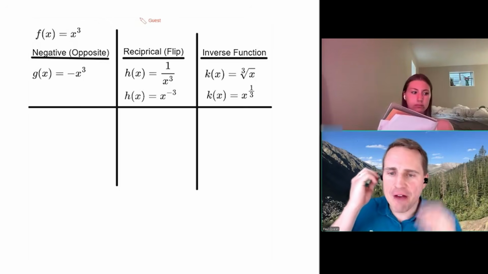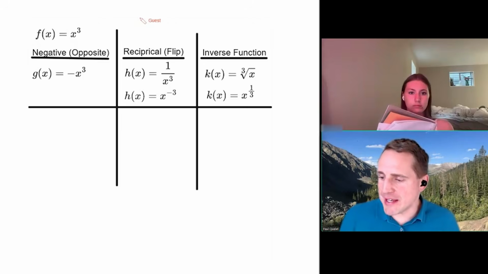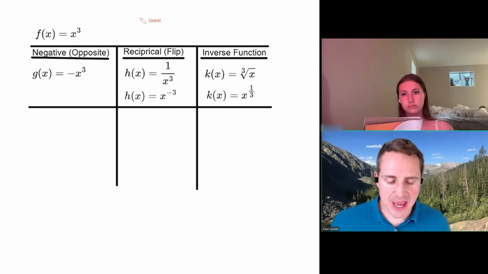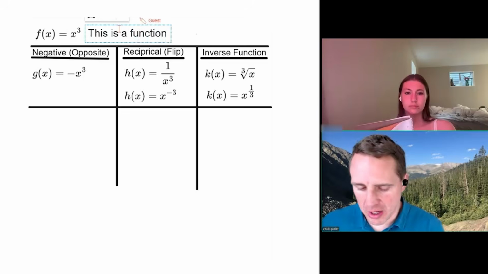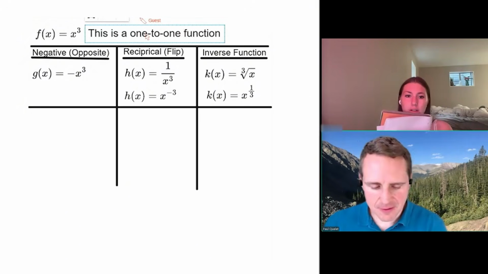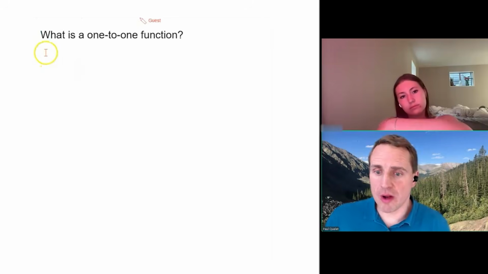Suppose my function f of x is x cubed. There's a reason I chose x cubed. X cubed is a certain kind of function that has really nice properties. Not only is f of x a function, but it's a very special kind of function. One-to-one function. What is a one-to-one function?